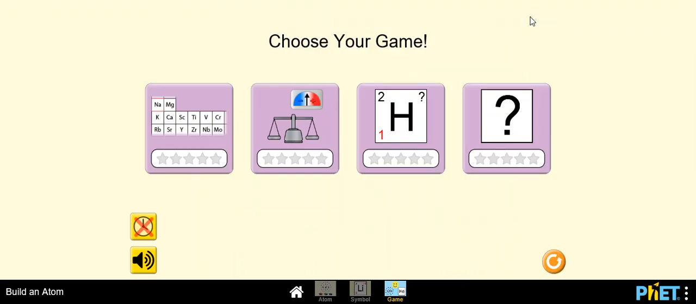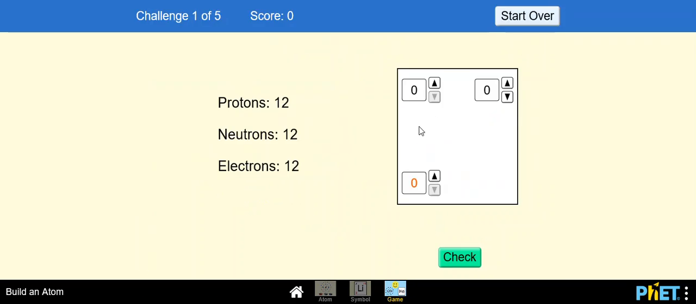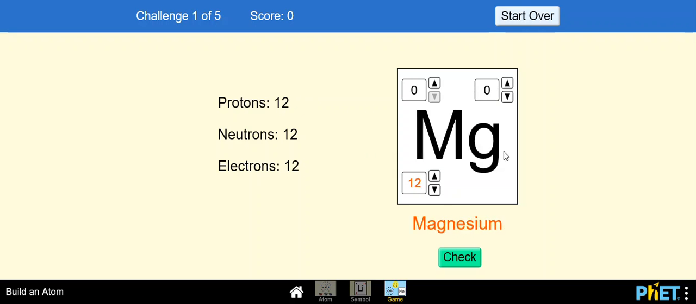Okay. The last game is a hodgepodge, kind of a potpourri. They give you a variety of activities. This one, they want you to fill in all 3 boxes. So 12 protons would be the element that has the atomic number of 12. So down here goes atomic number. And they tell you it's magnesium.